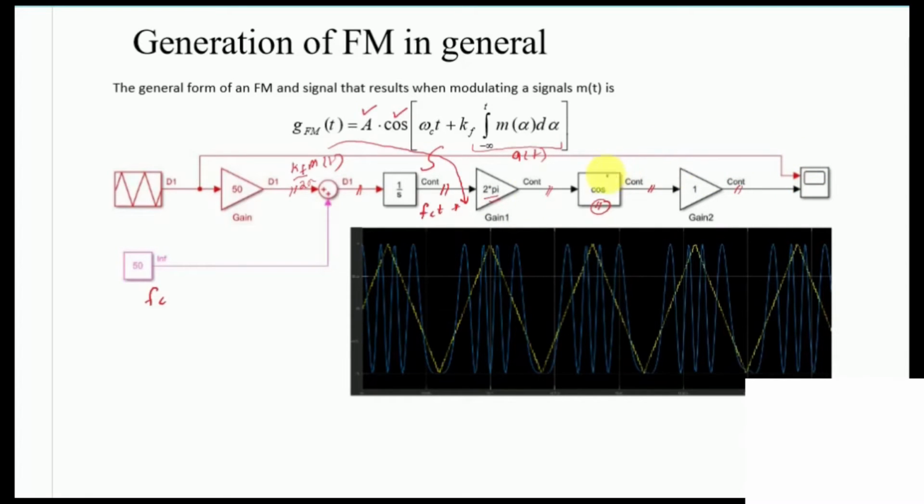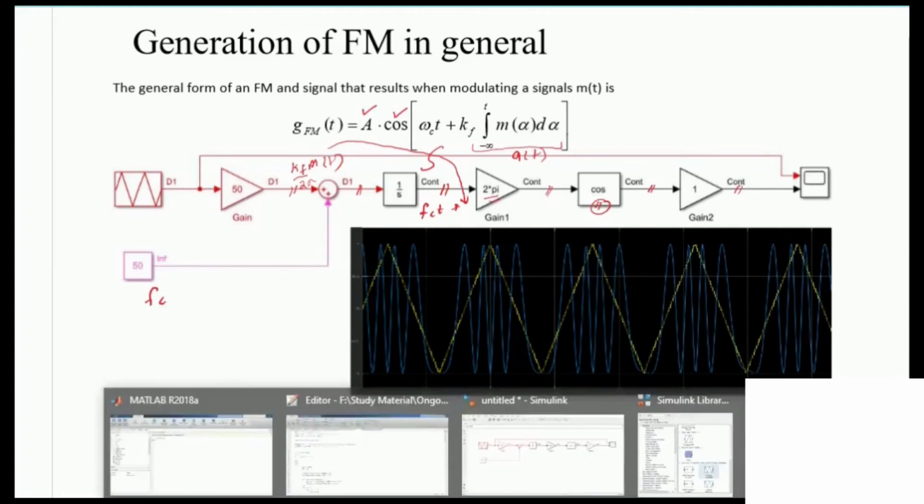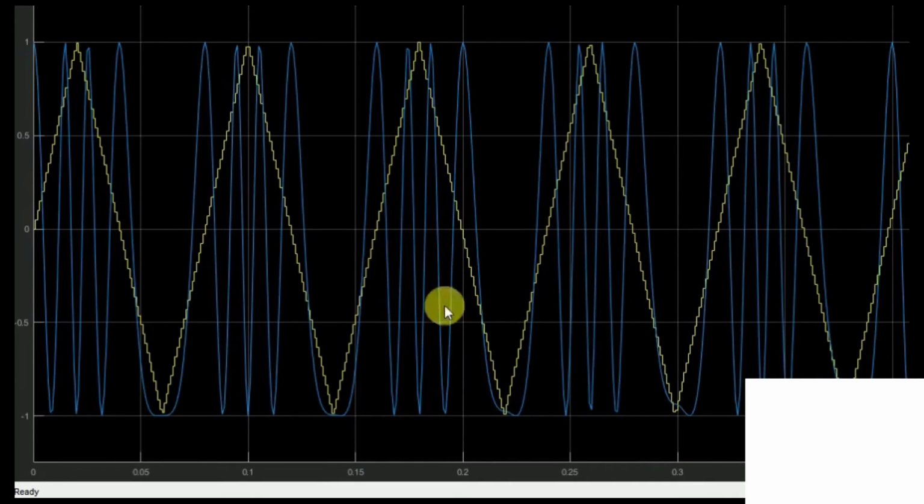Now, in the simulation, let me go back to get a better picture. In the simulation, this yellow plot gives us the triangular function, which is the input, while the blue oscillations are the frequency modulated signal. As the amplitude increases, the oscillation increases, and as the amplitude decreases, the oscillation decreases.